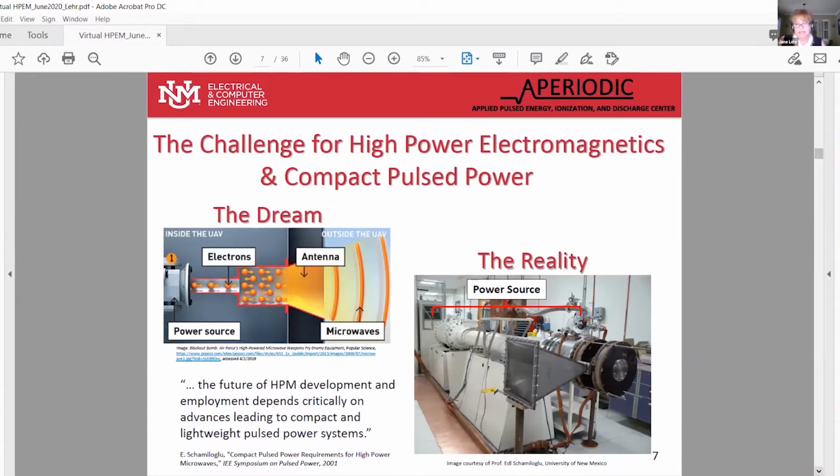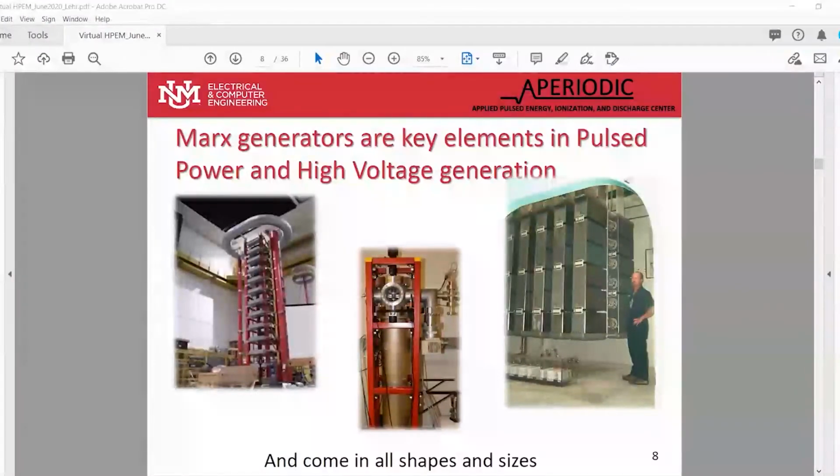But in order to take that amount of pulse power and put it in a very small package takes some really specialized techniques. So Marx generators are key elements. I mean, they're absolutely essential. In fact, they're the most ubiquitous high voltage multiplier technology. And one of the problems is they come in all shapes and sizes, so they're also custom for every application.